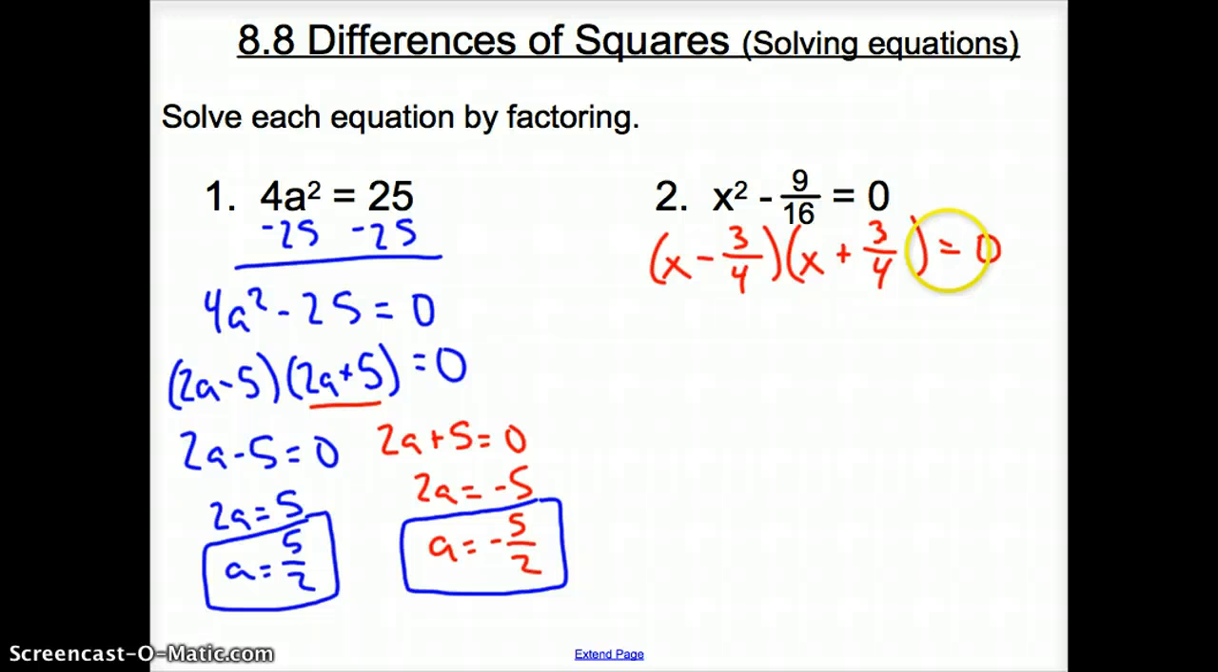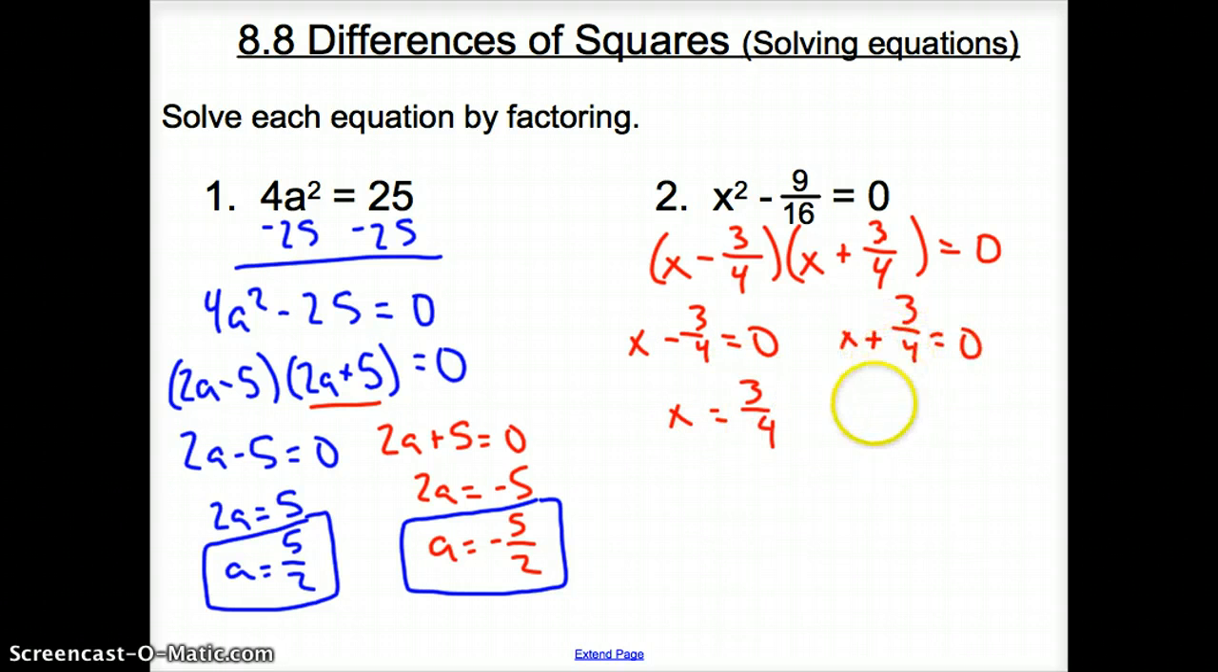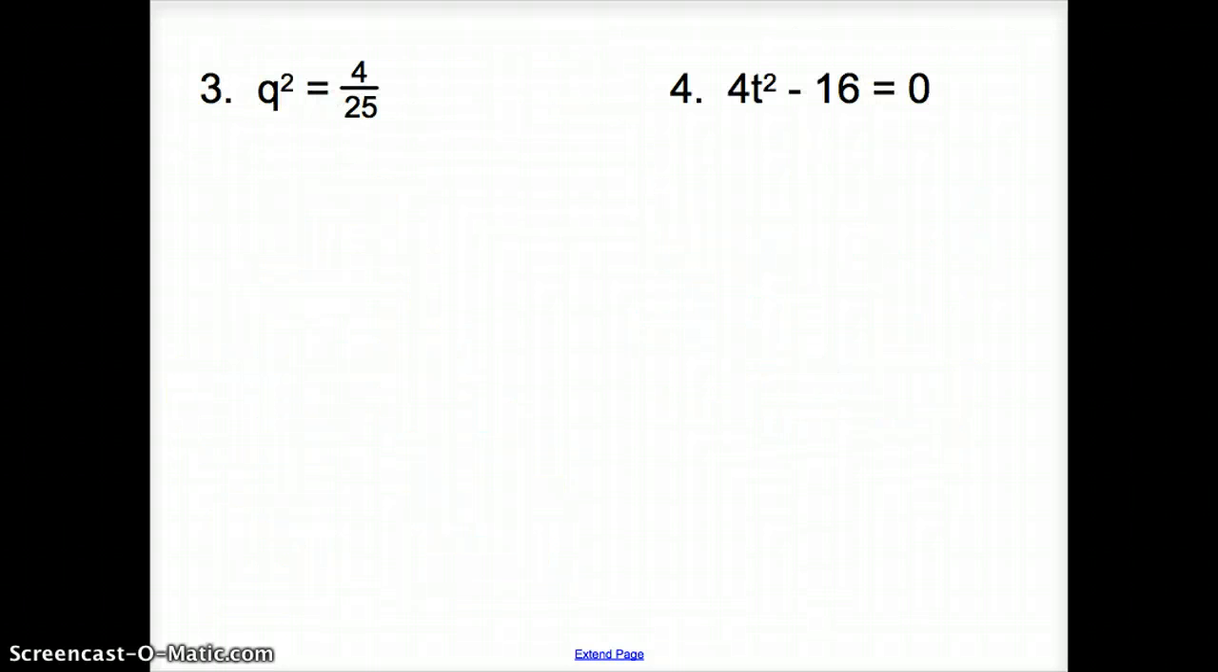Now, set both of these factors equal to 0. So it's x minus 3/4 equals 0, and then x plus 3/4 equals 0. Solving for x, we add the 3/4 over, so x equals 3/4. Then here we subtract it over, so x equals a negative 3/4. So our solutions are 3/4 and negative 3/4. Let's try a couple more.